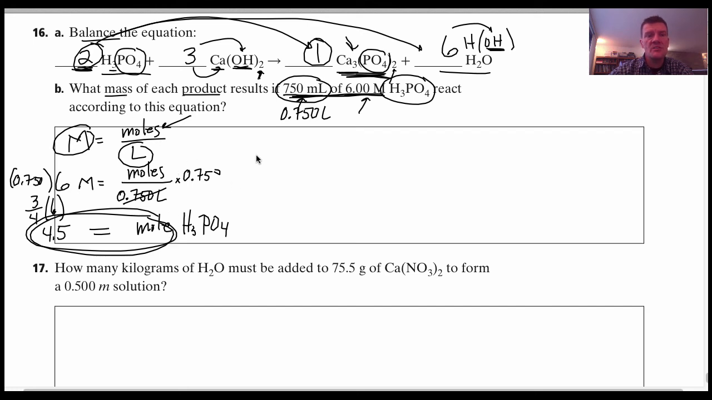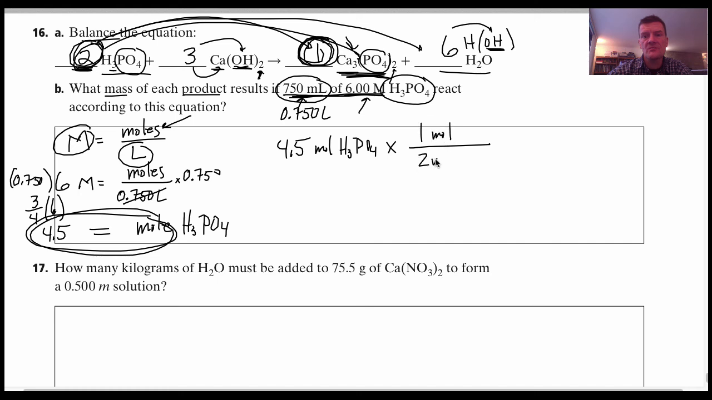So I'm going to convert from moles of phosphoric acid to moles of calcium phosphate. By doing what? I take half. It's 1:2 ratio. 1 is half of 2. So I need half of 4.5. 4.5 moles of H3PO4, but it's a 1:2 ratio. That is moles of calcium phosphate to moles of phosphoric acid. So I take half of that, okay? Then I need to find out the mass of that.